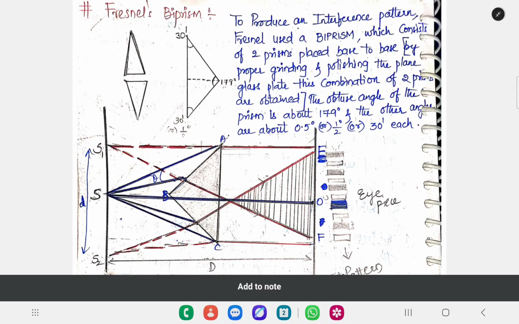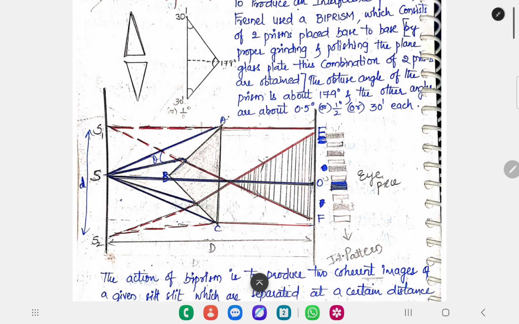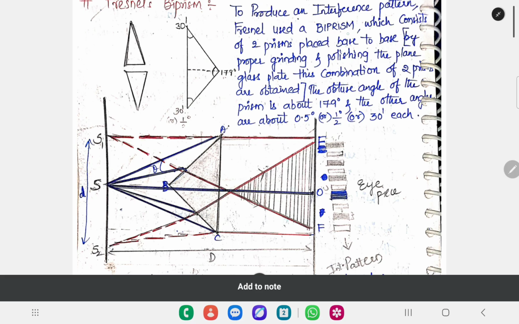Hello learners, this class is for B.Sc-IV Sem, second year 4th Sem, and the topic name is Fresnel's biprism. To produce an interference pattern, we are using this Fresnel's biprism experiment. Fresnel is a scientist who used a biprism.